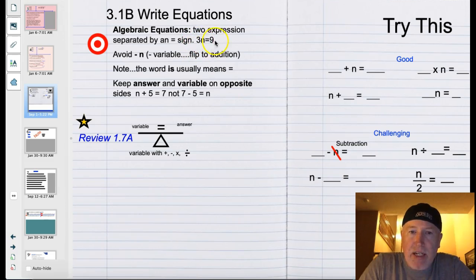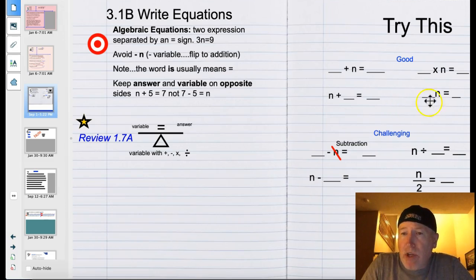Everything on this side and everything on this side is going to be equal. You've got a variable on one side, the answer on the other, and an equals in between. These two things have to balance out. With the variable, you put the operation: multiplication, division, subtraction, addition. Try to avoid a negative variable, a minus n, and we'll talk about that in a second. The word is usually means equal. And keep the variable, the n, over here with the n plus 5.